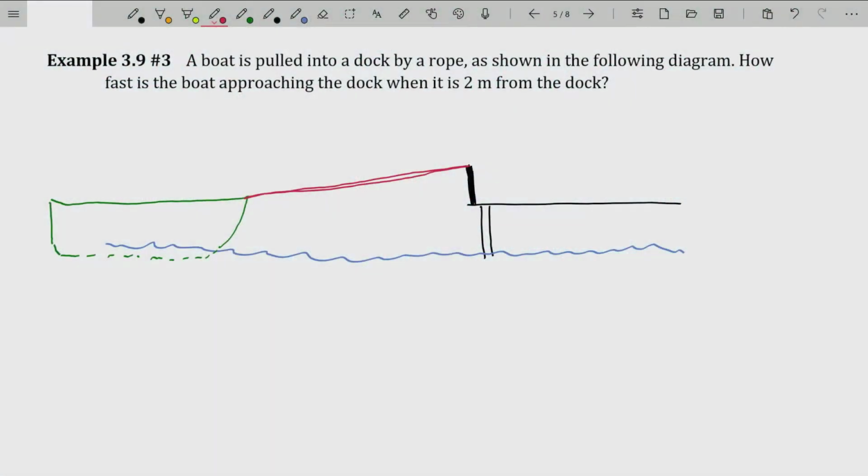All right, so here's a great related rates example. It's a terrible drawing by me because I'm not an artist, and I never said I was. But a boat is being pulled into a dock by a rope. Red is the rope right here, okay? And the question is, how fast is the boat approaching the dock when it's 2 meters from the dock?